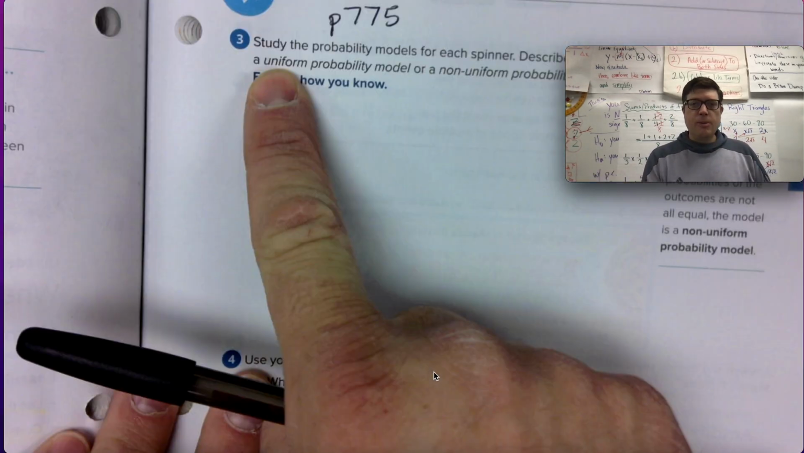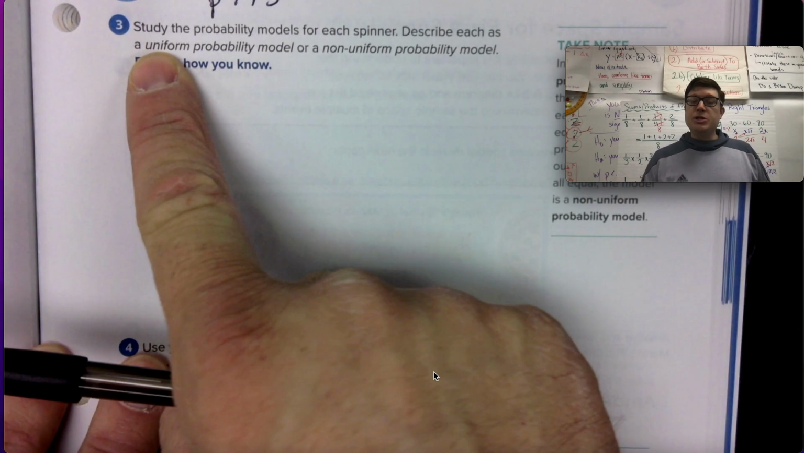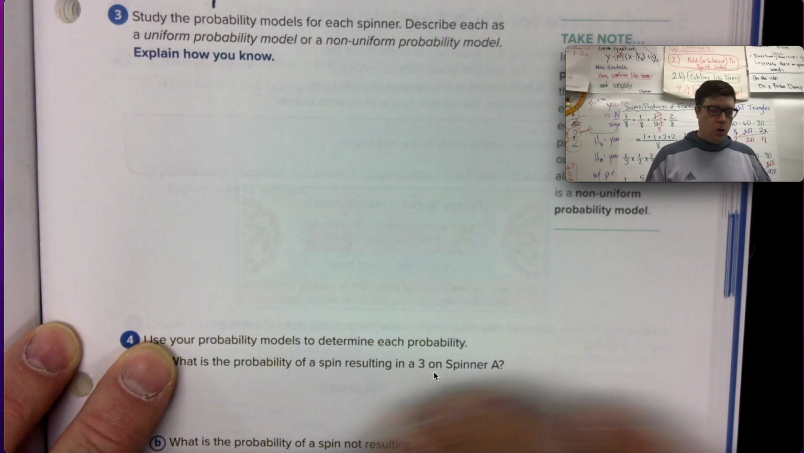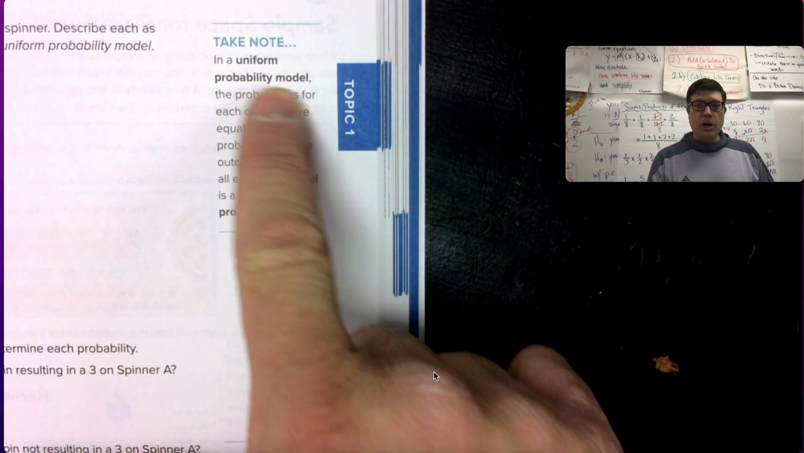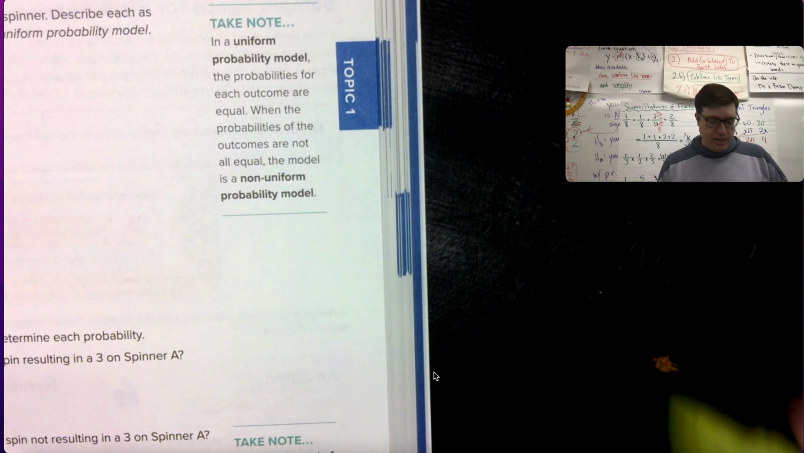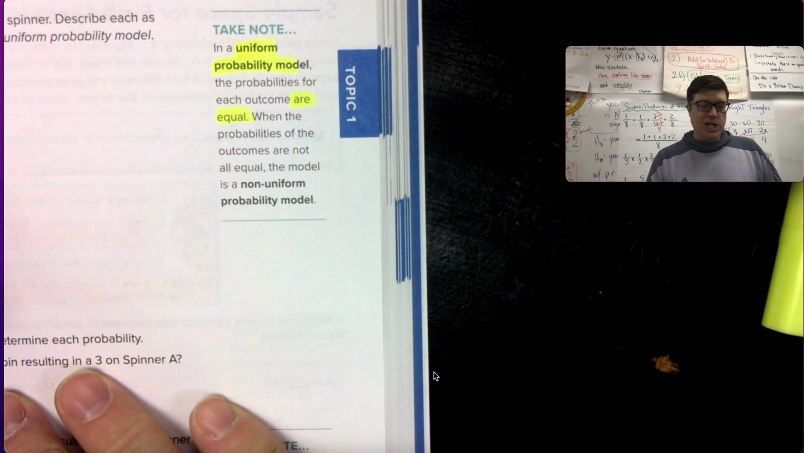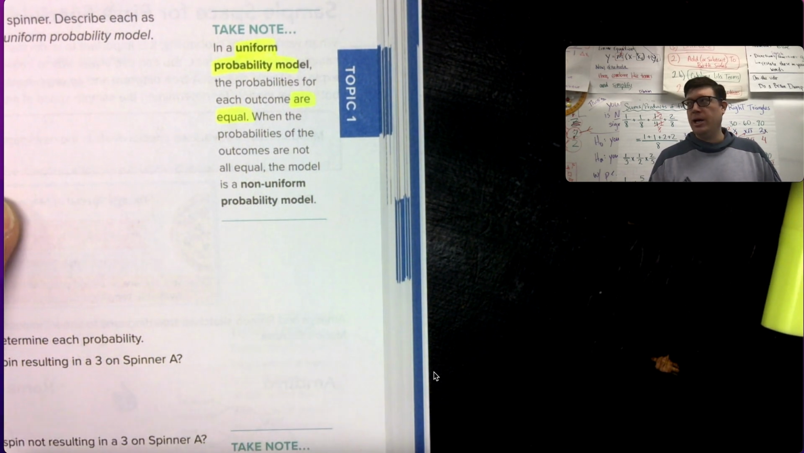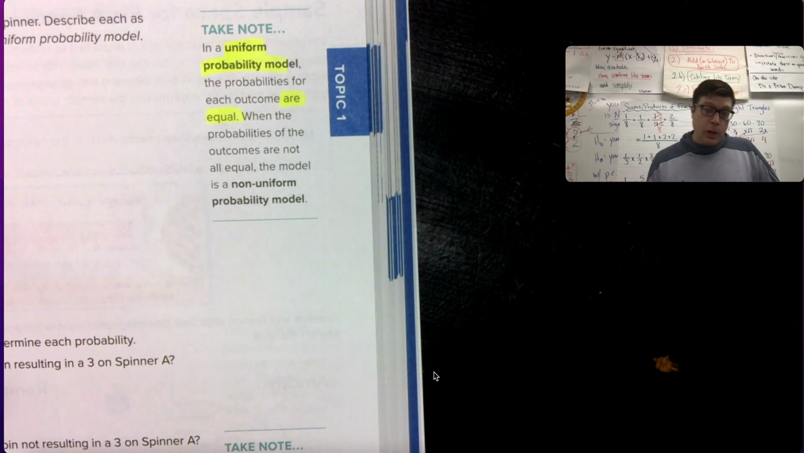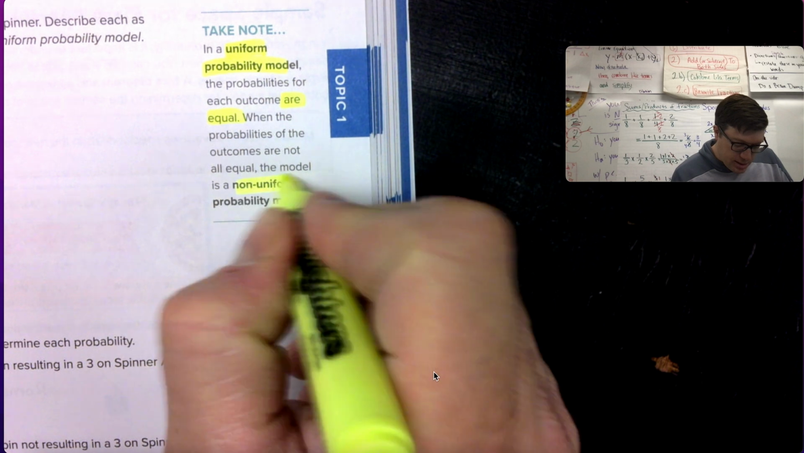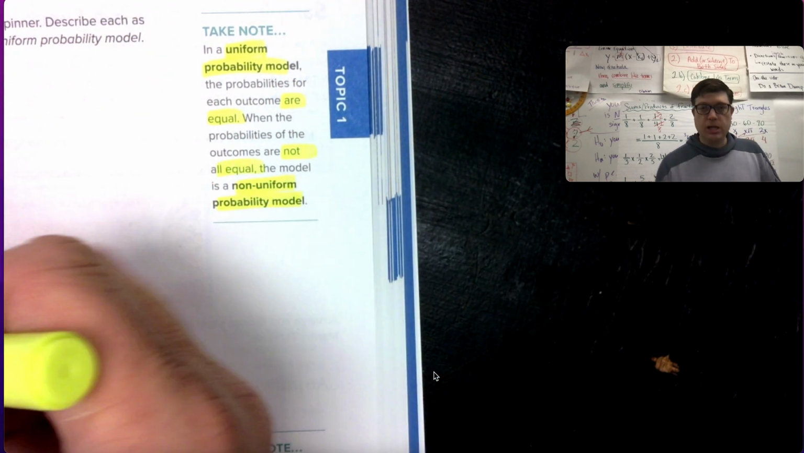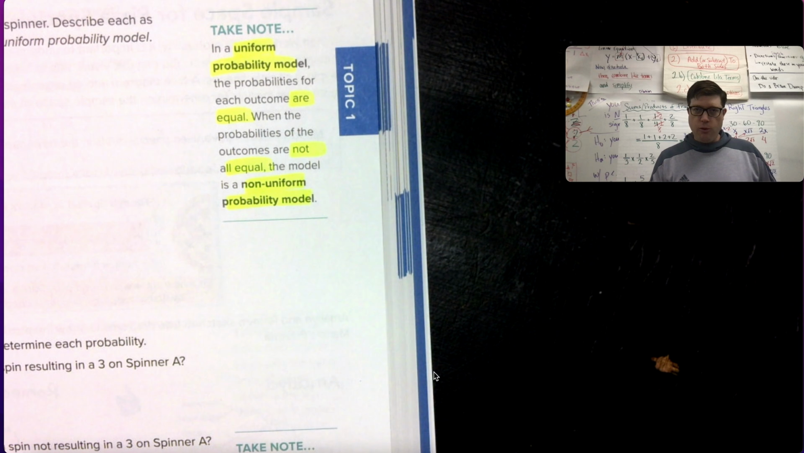Number 3, study the probability model for each spinner and describe each as a uniform probability model or a non-uniform probability model. Note, in a uniform probability model, the probabilities of each outcome are equal, which we saw in the previous video, that uniform are equal. You saw spinner A, the chance of getting a 1 was the same as the chance of getting a 2, as getting a 3, as getting a 4. But in spinner B, the chance of getting a 1 was not the same, not equal probabilities. That we would consider a non-uniform probability model.